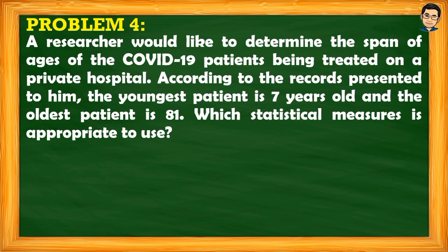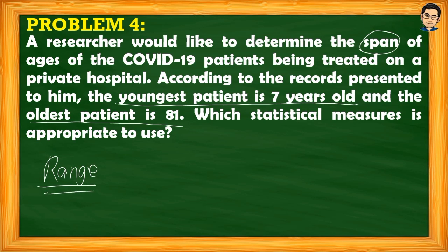Okay. So, tinitignan ng isang researcher kung gaano kalayo yung mga edad ng mga COVID-19 patients sa isang private hospital. So, syempre, meron tayong record dyan ng mga COVID patients natin. Ayan nga, kitang-kita dyan na yung youngest patient is 7 years old and then the oldest patient is 81 years old. So, since dinedetermine natin, tinitignan natin kung gaano kalayo yung span na yan, ang appropriate statistical measure na gamitin natin dito is, of course, range.